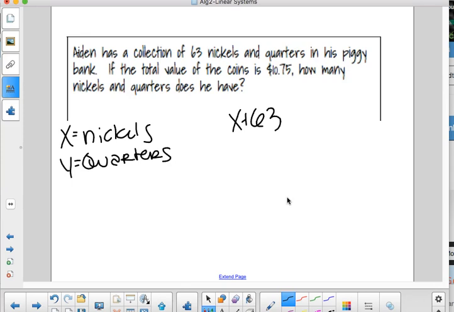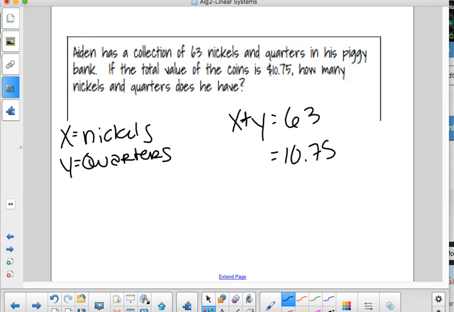So that 63 is just a counter. He counted how many coins he has. He has 63 of them. Now the cost of those, or the value of them, this is where you have to know what things are worth. So total, how much money does he have in his piggy bank?